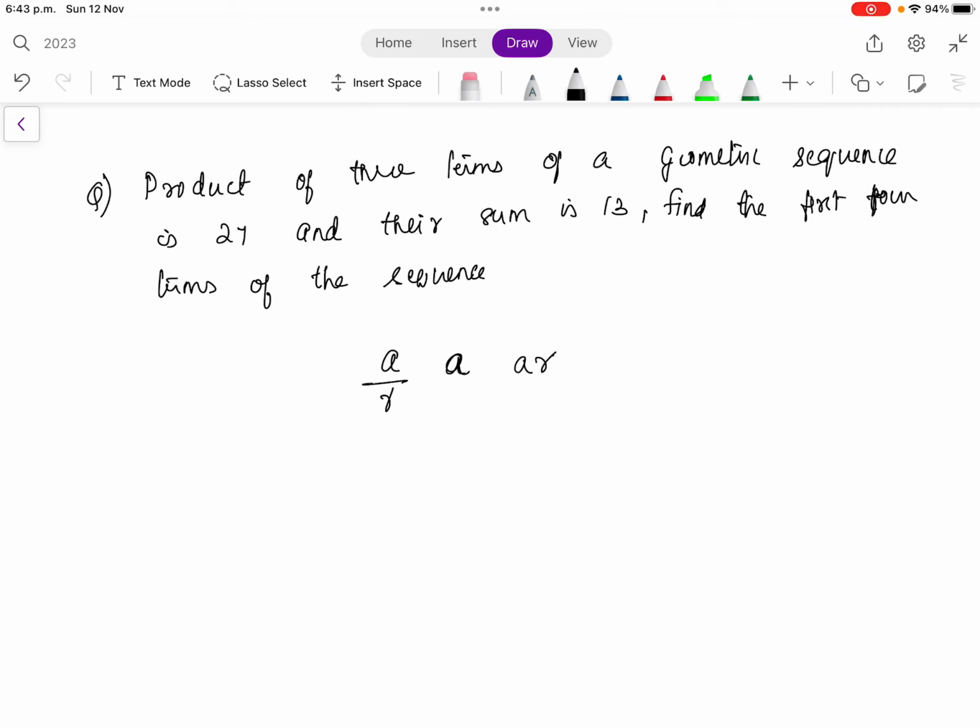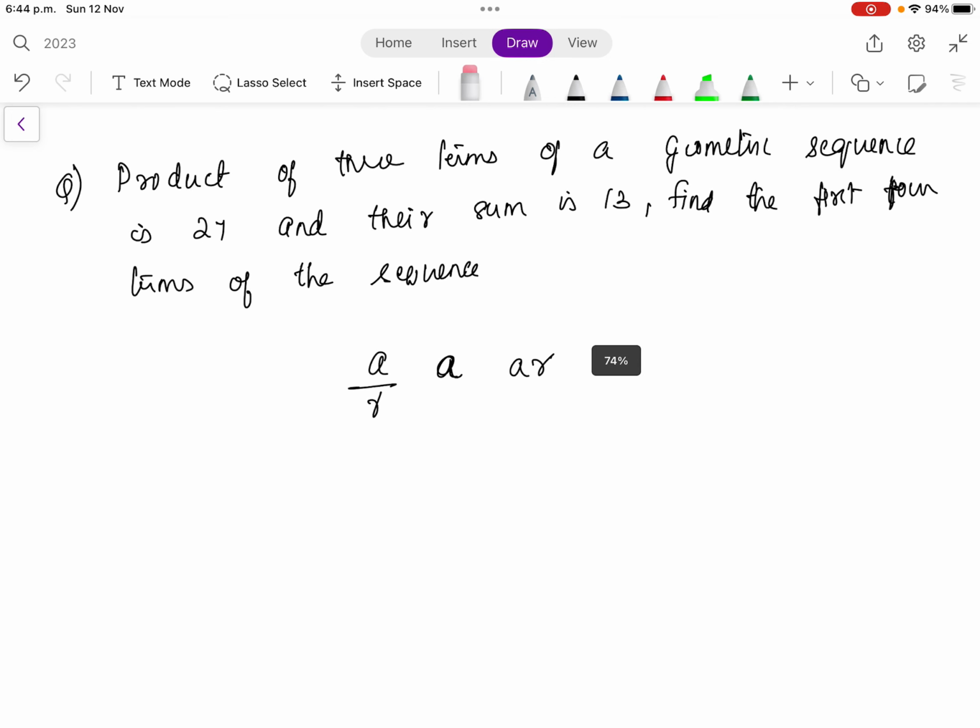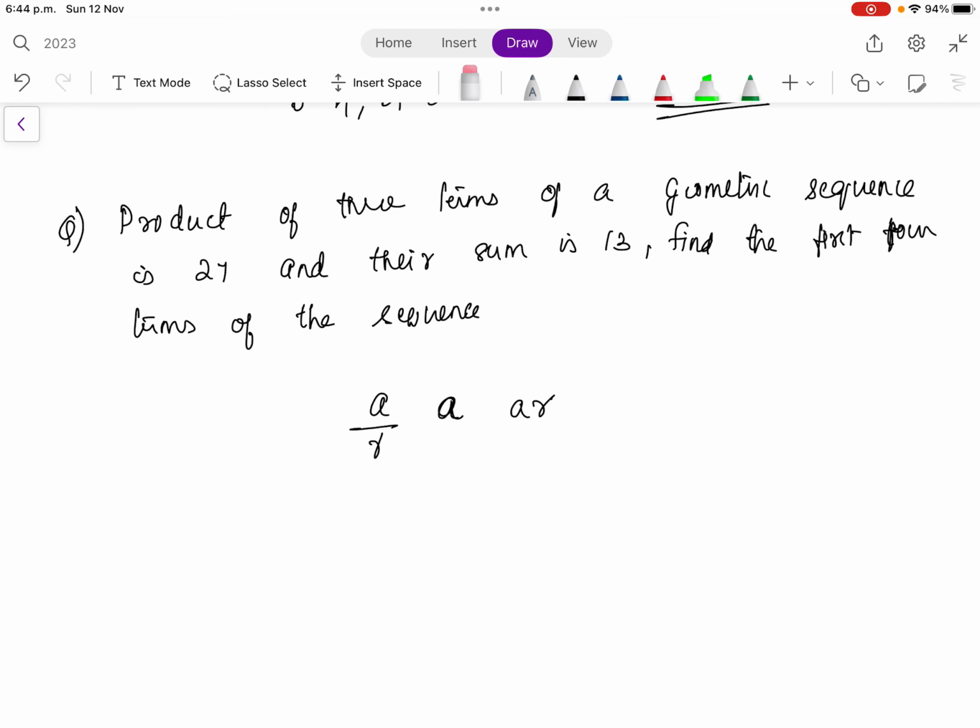Why I'm taking it like this is just for simplification, or what you can do is take it as AR and AR square. But I know that if I take it like this, the sum will be simple. Whenever you're working with geometric series and you get questions like this, it is always better to take it like this so that our simplification will be much easier.